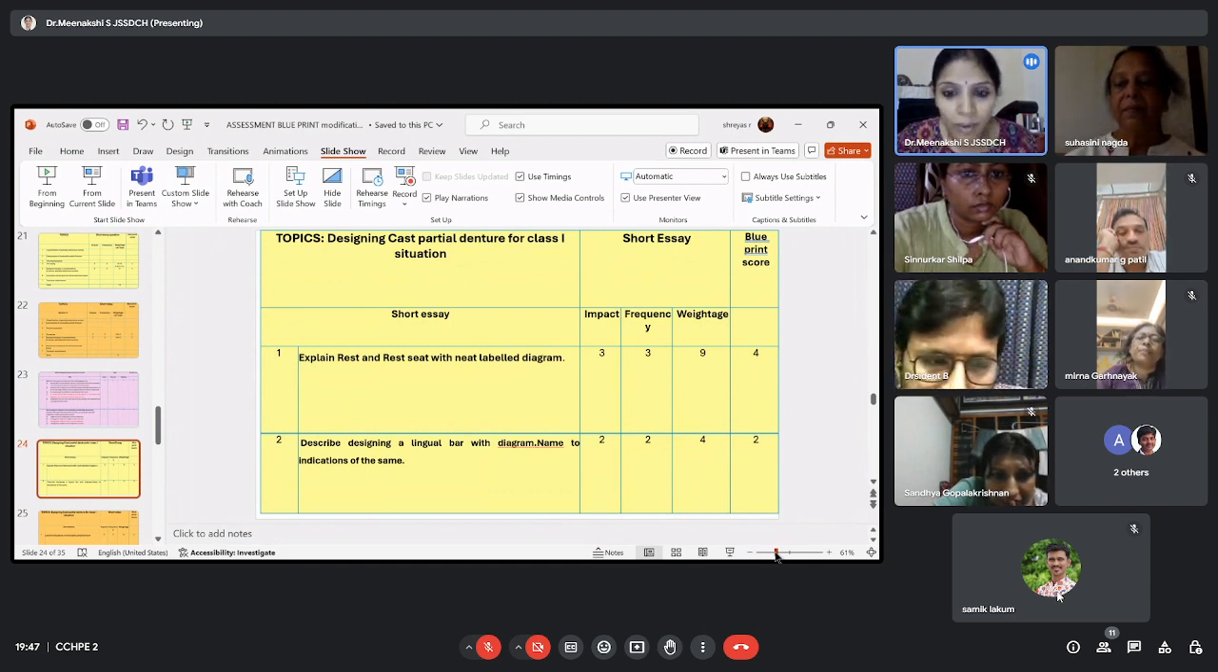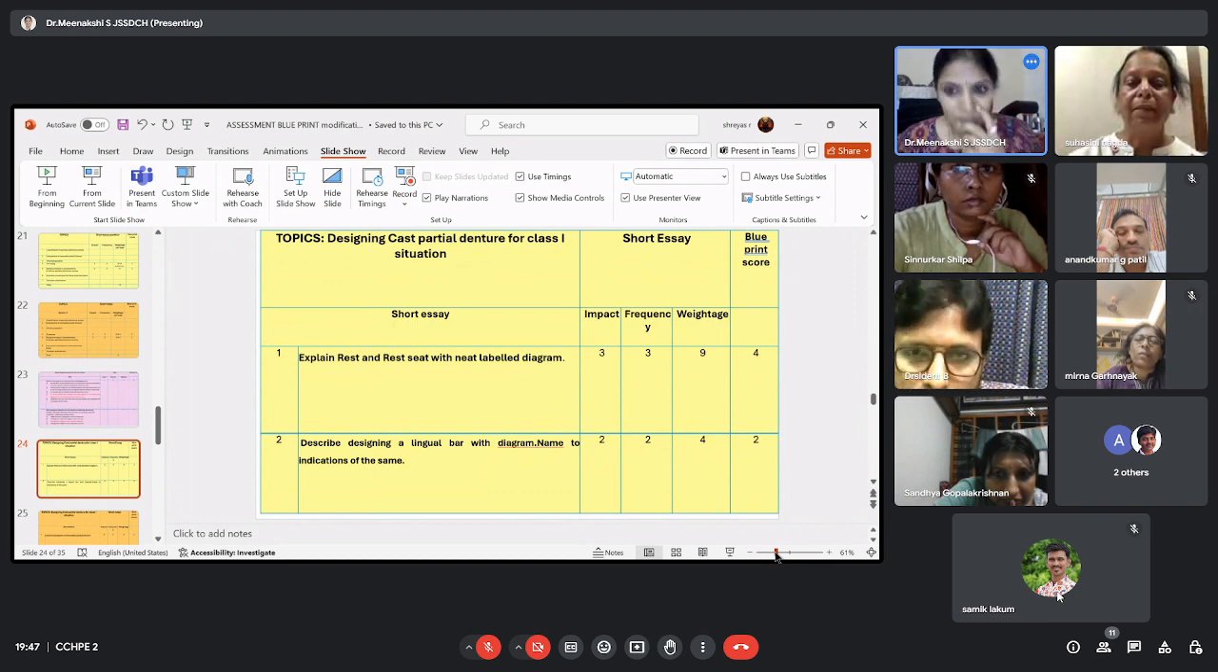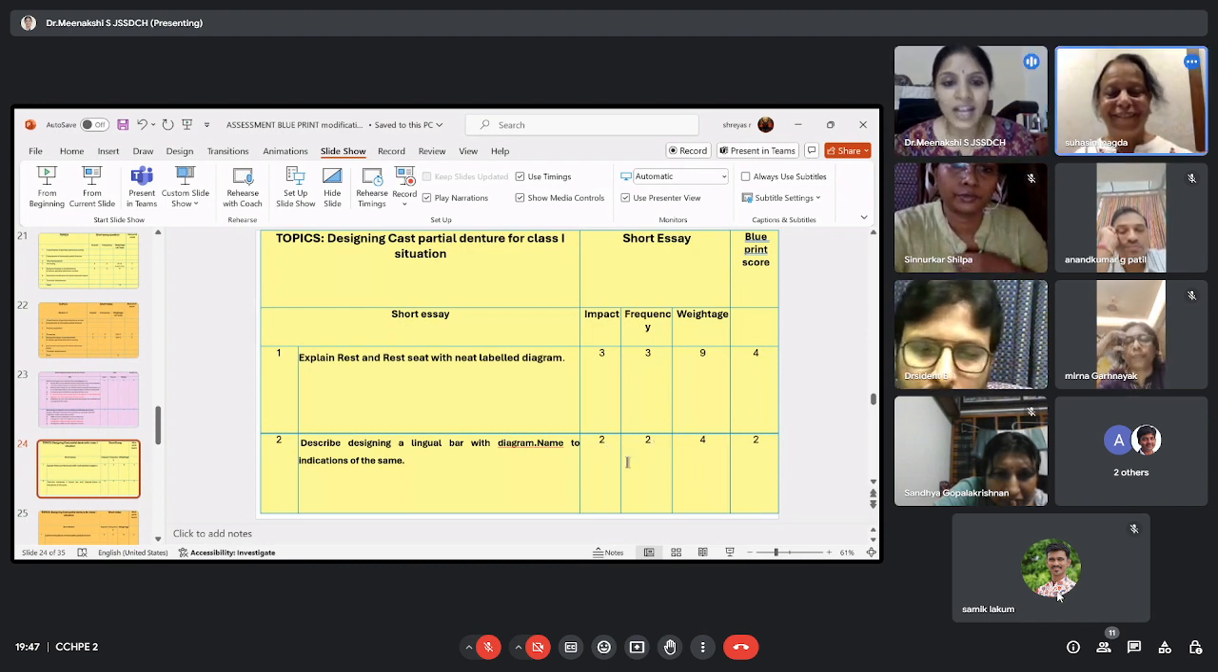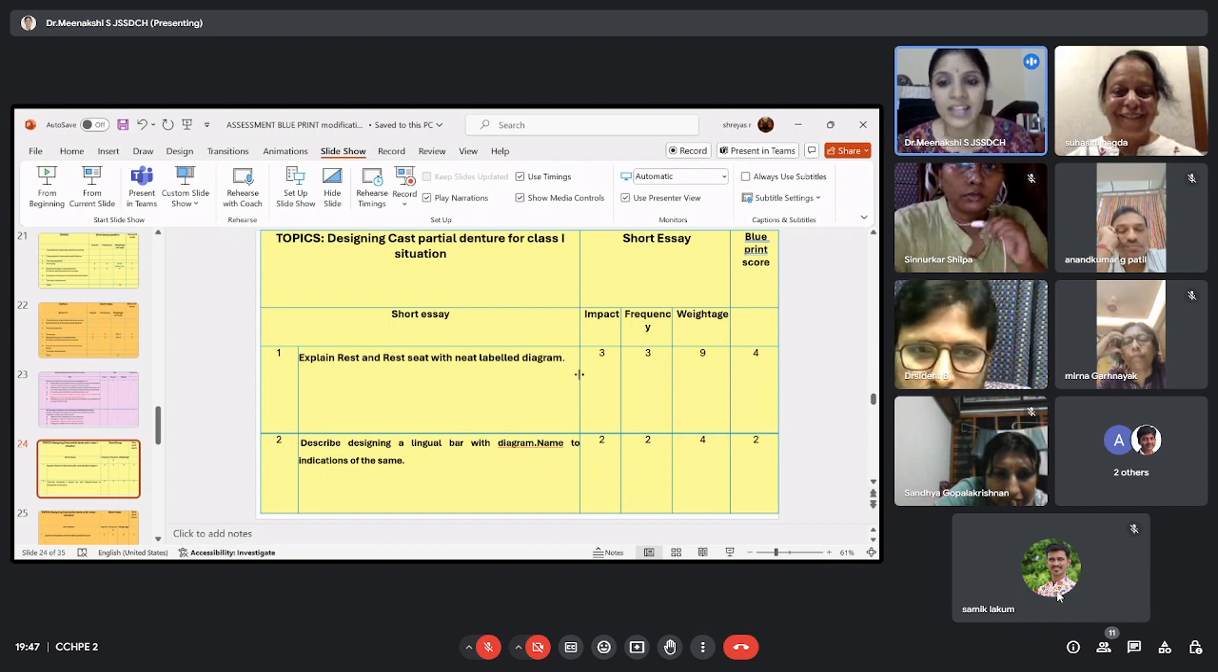Name two spelling mistakes. Name two indications of the same. So many of the times only the lingual bar is asked, and hence we have kept it as desirable to know. Impact and frequency, they should be knowing it. Whereas rest and rest seat, they should be knowing, hence impact and frequency are most. That's a must know topic. Yes, must know.